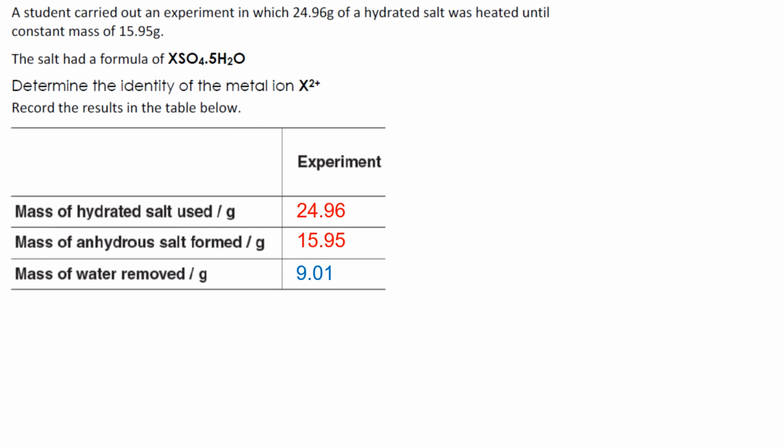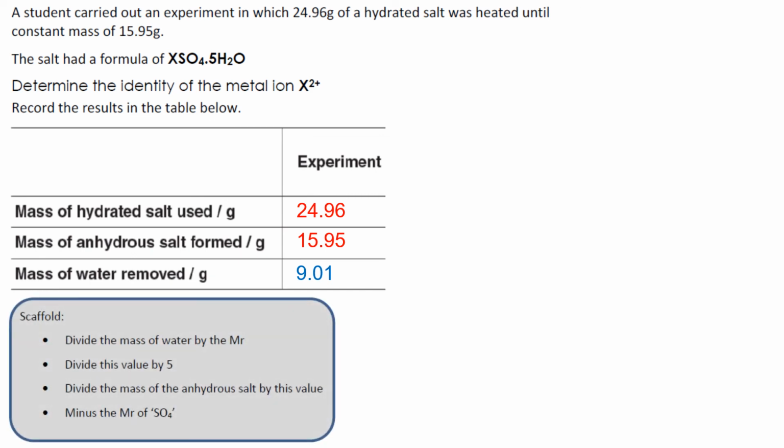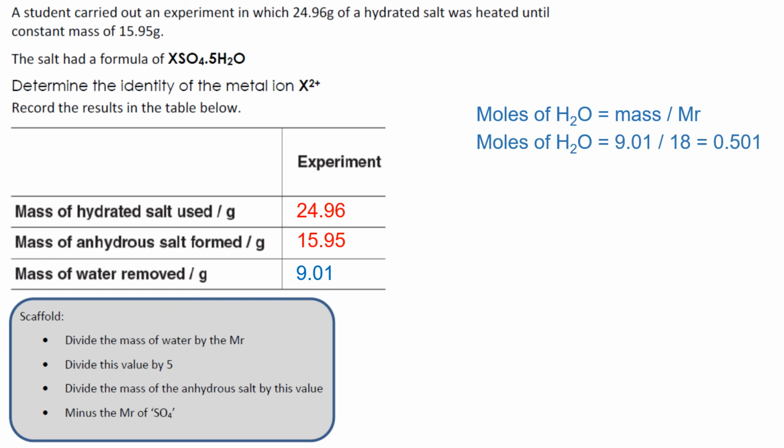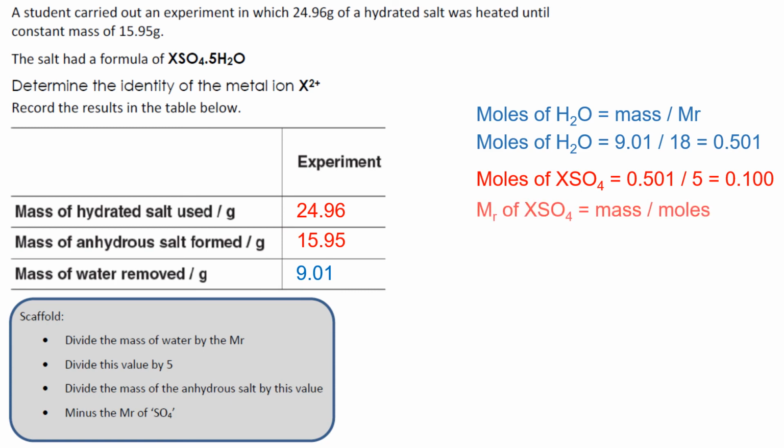Okay, so there's a scaffold in your notes, and if you use that step by step, you will get the right answer. Okay, I have used moles instead. You might remember from GCSE that moles is mass over MR. So I could work out the moles of water by doing mass over MR, so 9.01 over 18, which is 0.501. Now if I look in the formula, it's a 1 to 5 ratio. Okay, the moles of water is 0.501, so the moles of XSO4 must be that number divided by 5, which is 0.1.